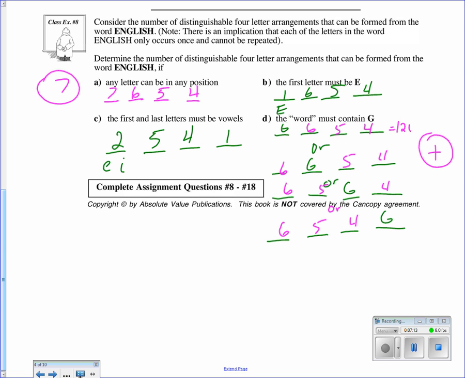There are 120 different ways of getting that word for each position of the G. And we're going to add that up. 4 120s, or 120 plus 120 plus 120 plus 120 is 480.